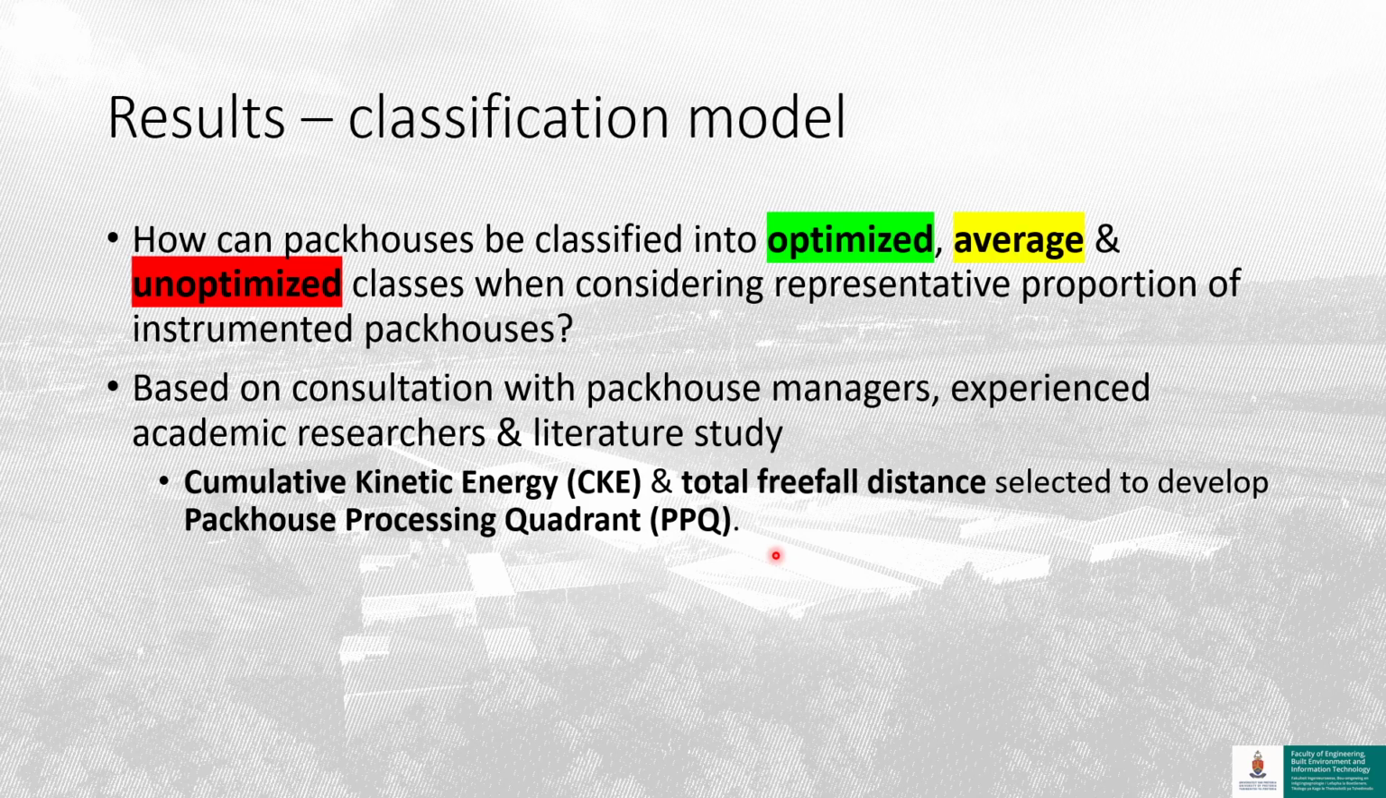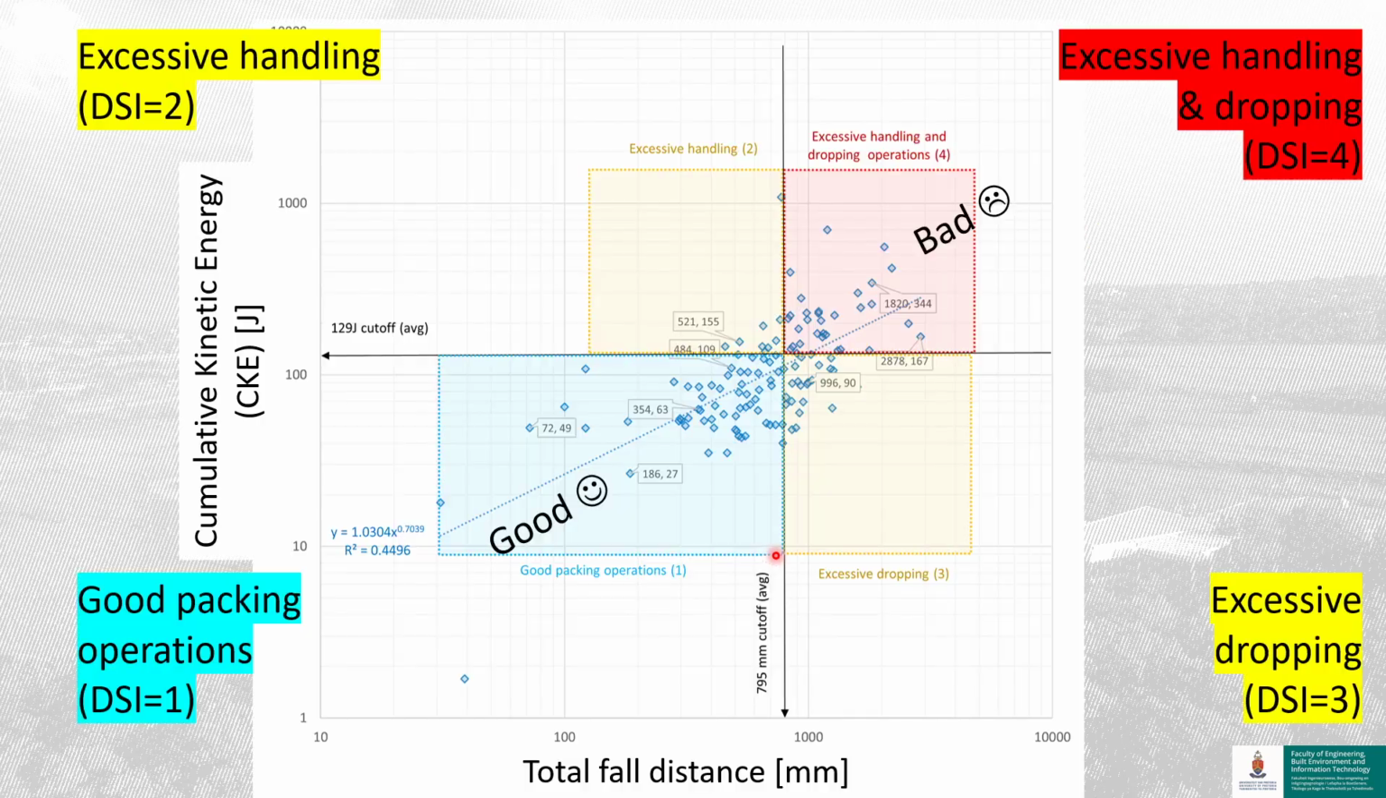So, based on the consultation with the packhouse managers, literature study and academic researchers, we selected the cumulative kinetic energy and the total free fall distance to develop what we call the packhouse processing quadrant. This is our main tool for classifying these packhouses, and this is what it looks like. On the x-axis we have the total free fall distance in the logarithmic unit, and also on the y-axis the cumulative kinetic energy, also the logarithmic unit. In short, you don't want an avo to fall, and you don't want it to absorb a lot of energy. So you want your packhouse measurements to be on the bottom left hand corner.